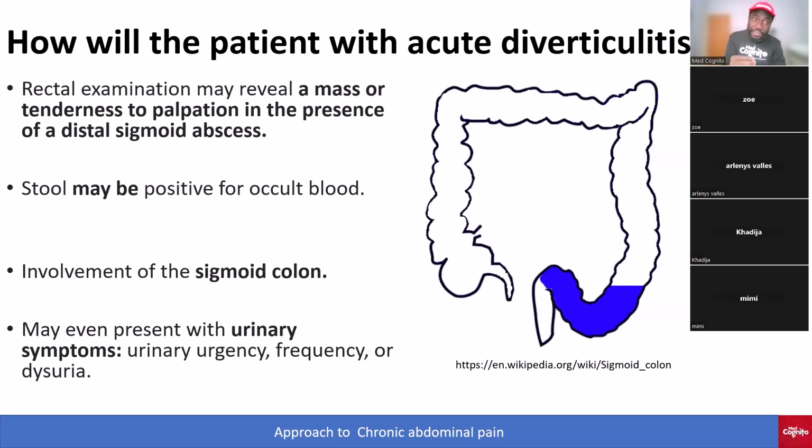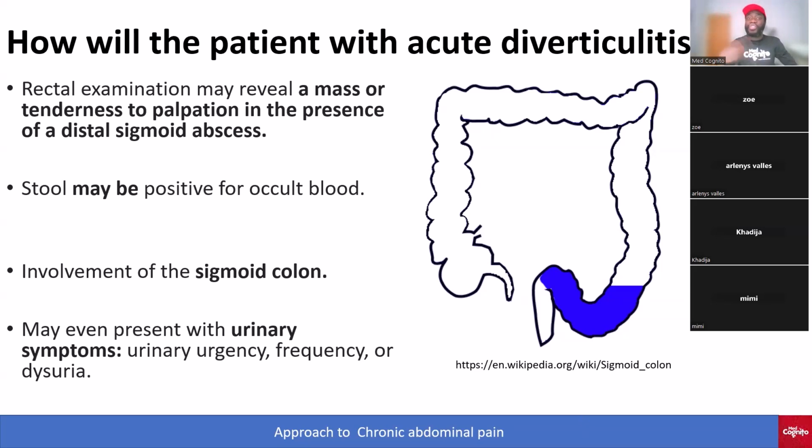Another thing which may happen in a patient with diverticulitis is that the stool may be positive for occult blood. There may be blood in the stool. Okay. And then most of the time in diverticulitis, it is the sigmoid colon which is affected. But then remember that I told you that diverticulitis can also present with suprapubic pain.